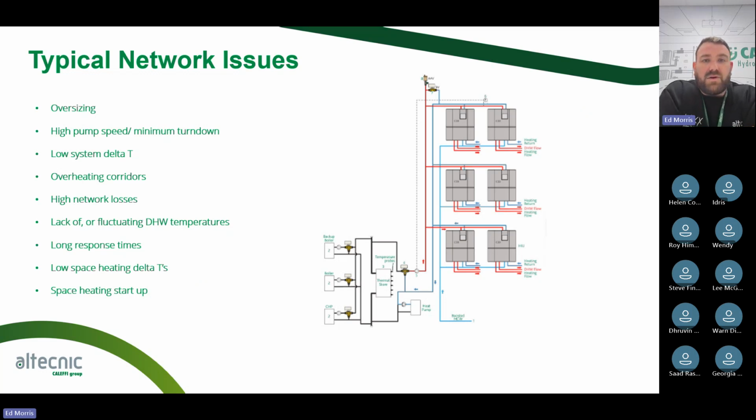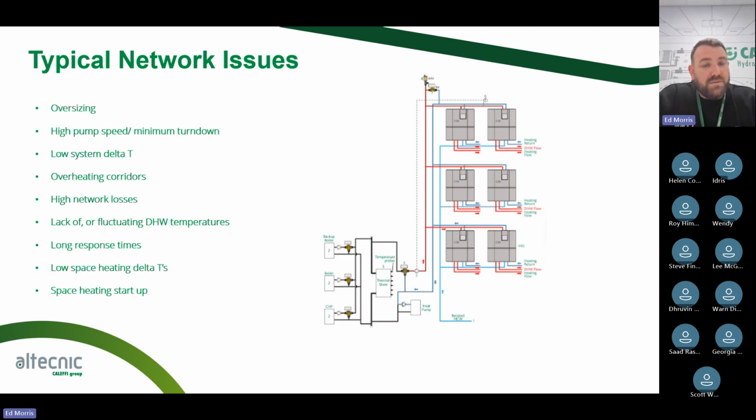Low system delta Ts. We're looking for those nice low return temperatures, looking for a wide delta. If we are getting a low system delta T or high return temperatures, obviously something's not right with the system or with the network, so we have to look at what those are. Overheating of corridors, I'll explain a little bit more as we go through the presentation, but essentially when we turn pipework into radiators in communal spaces and corridors, it just adds to the inefficiency in the network and it's wasting energy and in turn wasting money. High network losses come hand in hand with heating of corridors. If those network losses are coming from pipework, and the pipework is acting as a radiator, then those high temperature losses are an issue.